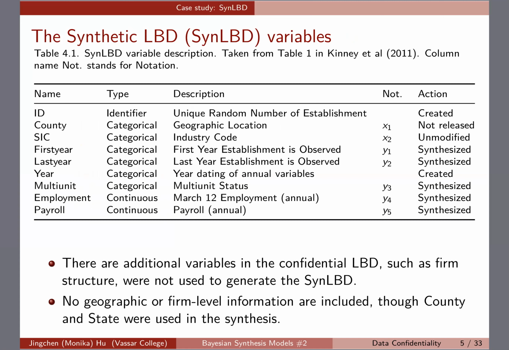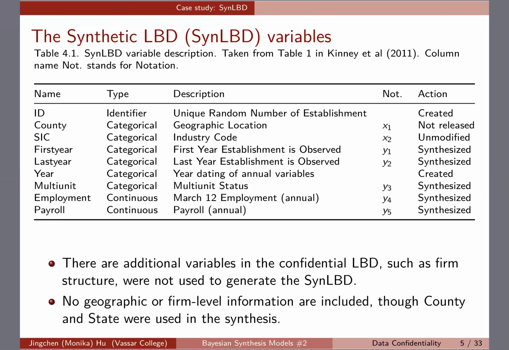They also have this column of action. You will see that two of them are created, meaning I think they derive them based on what they have. There's one not released, which is the county. I think this ties back to what we talked about in our first lecture, that geographic location is always very sensitive. In the paper, the last bullet point says no geographic or firm level information are included, though county and state were used when they were doing the synthesis. They can be really good predictors, but they themselves are too sensitive, so they never release them. I think that's what they mean by not released here.